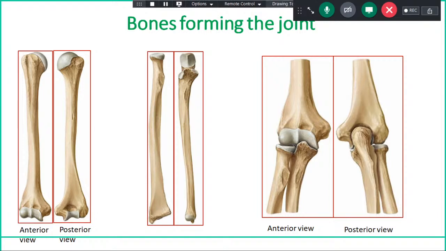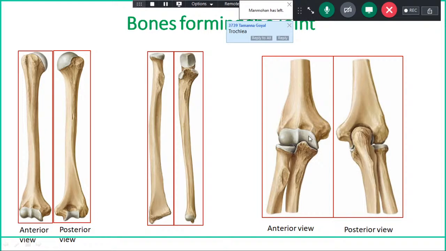So it is a hinge joint of complex variety. It is a complex hinge joint of synovial variety. Okay, so if you are talking about the joint, let's see the articulating surfaces. So this part which is present at the lower end of the humerus, what do you call this? You have already done the features of the lower end of the humerus. So what is this? The trochlea. The trochlea. And what is this? Capitulum. The capitulum.